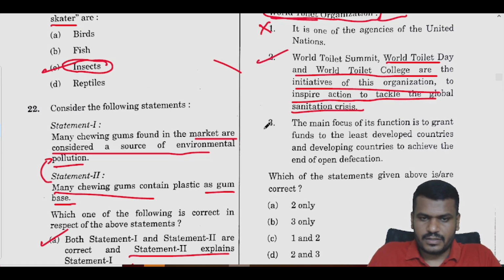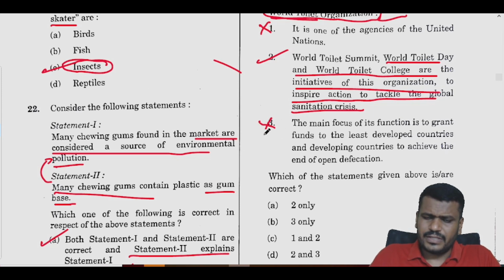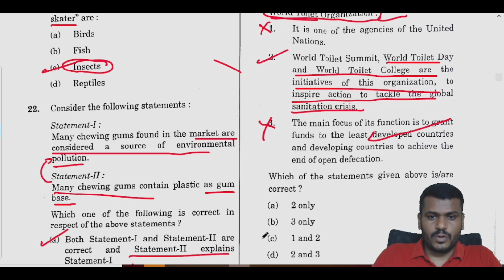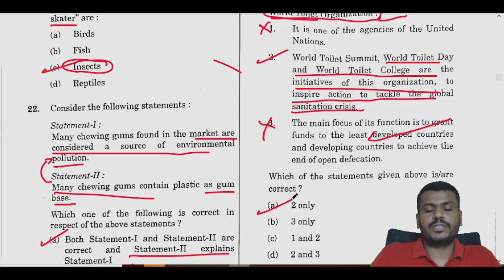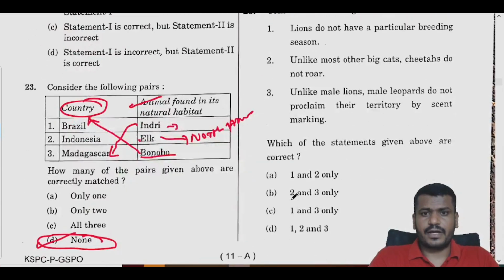Okay, fine. Let's read the third statement. The main focus of its function is to grant funds to the least developed countries and developing countries. No, they are not granting any fund, guys. They are just educating the people and creating awareness. That's it. That's why only the second statement is correct.